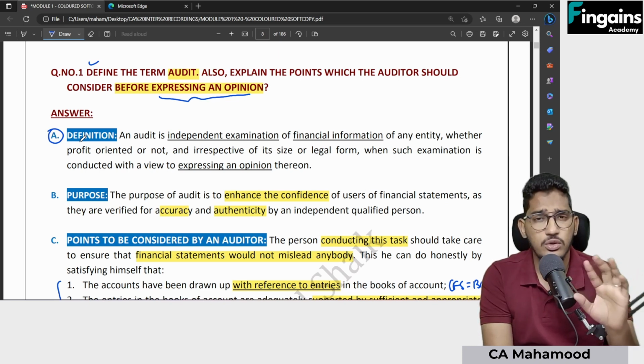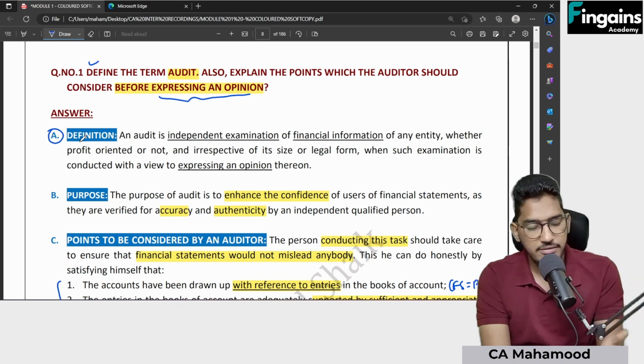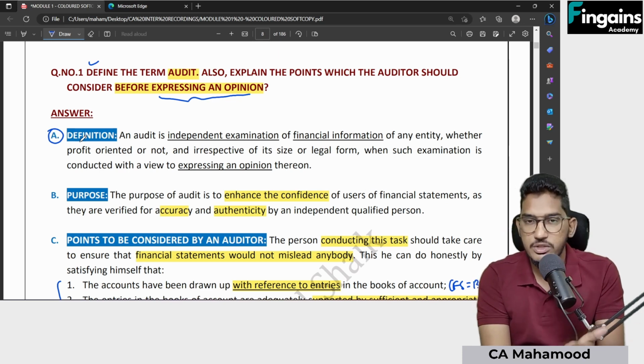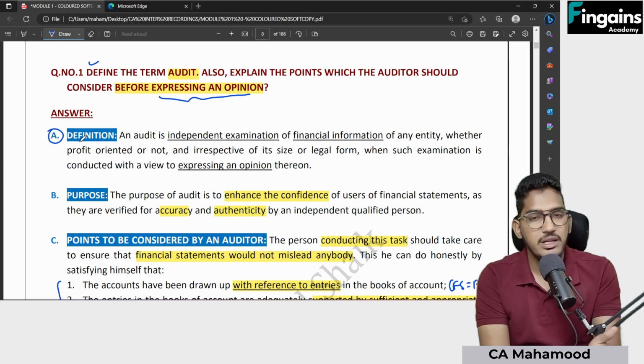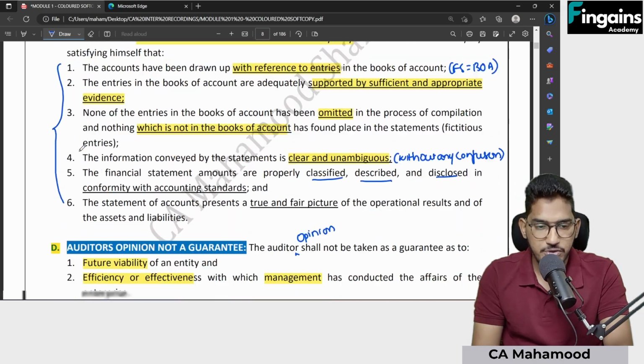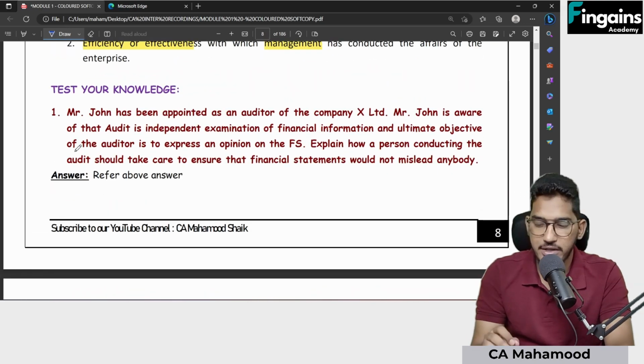Then finally we have seen the points which are required to be considered before expression of opinion. 6 points we have seen: financial statements matching with books of accounts, entries should be supported by evidence, no omissions, no fictitious entries, information should be clear and unambiguous, they should have been prepared as per accounting standards, and the financial statements should give a true and fair view. That's all. Clear? Right. Now if you observe, there is one more thing which I want to explain here.